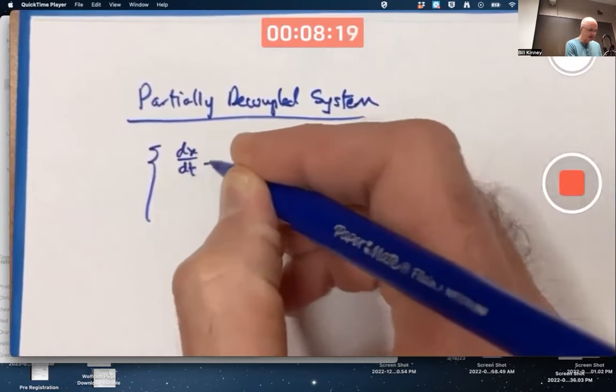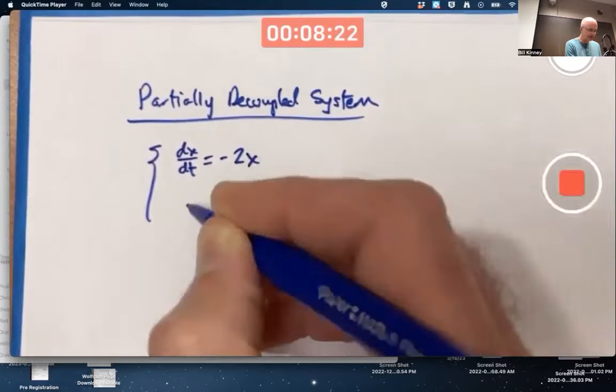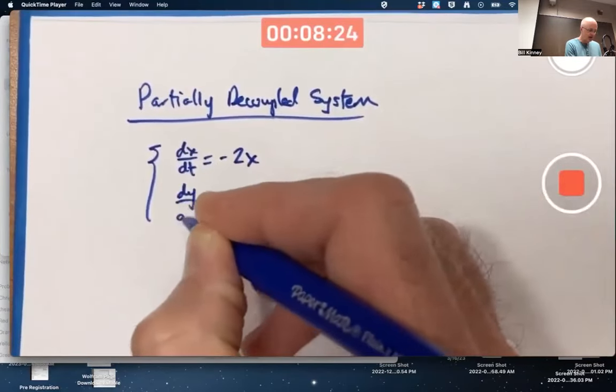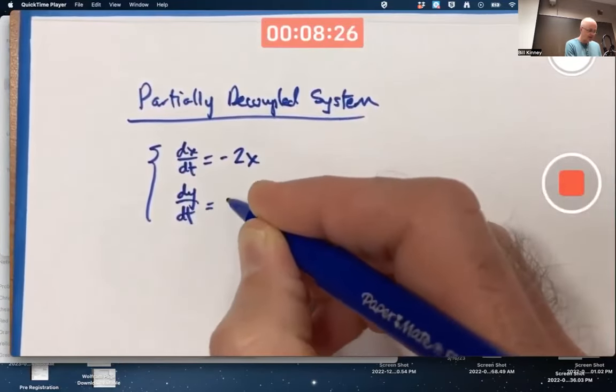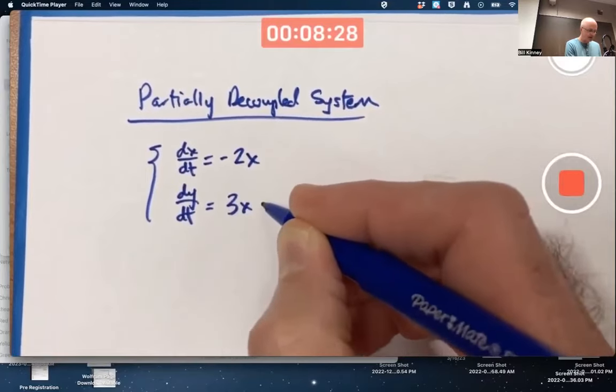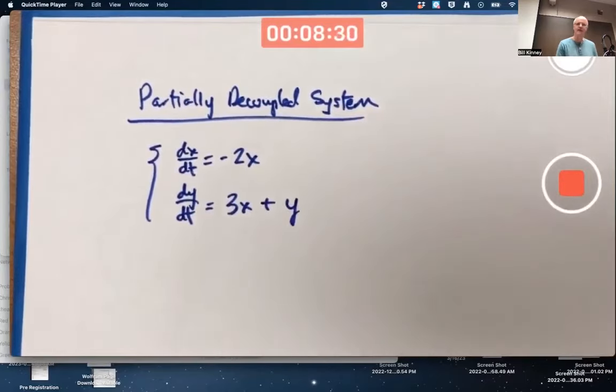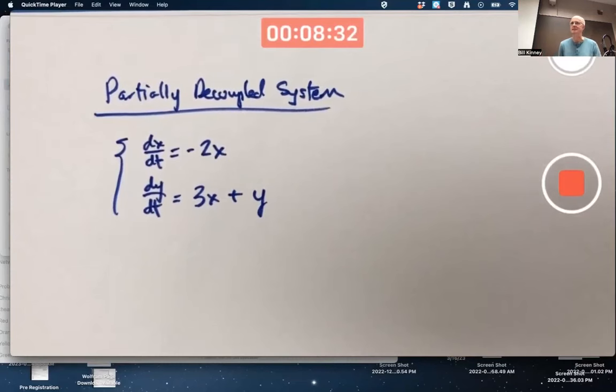dx/dt equals negative 2x. And dy/dt equals 3x plus y. Let's make that our partially decoupled system.